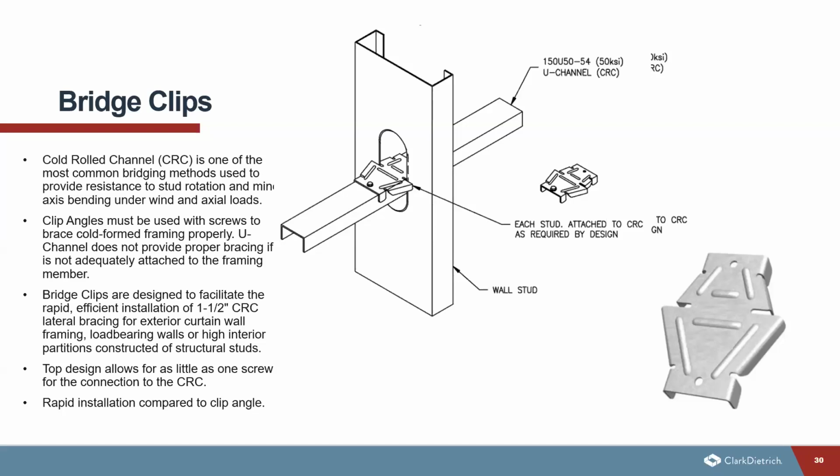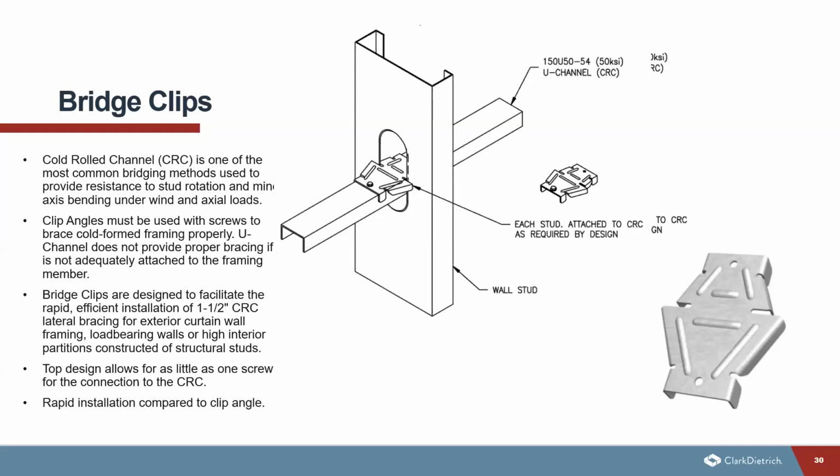You see here, this clip is just used for that 1.5-inch cold roll channel. However, if there is a 3/4-inch cold roll channel that's being used in the stud knockout, there are also connectors for that. As far as this bridge clip on the slide, it's going to allow for as little as 1 screw for the connection to the cold roll channel. So it makes it a little easier and faster for the installation process.